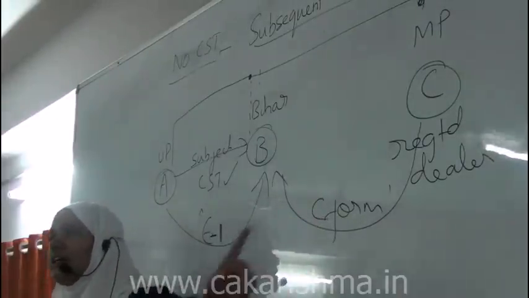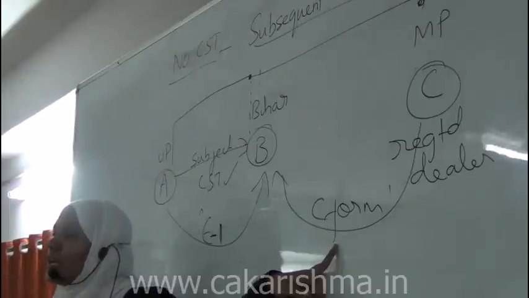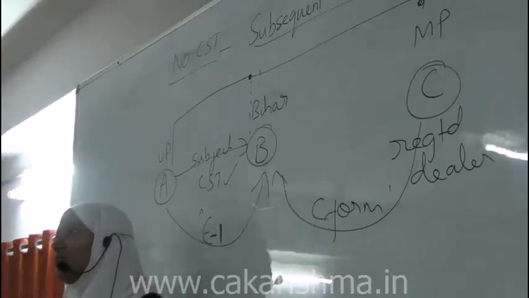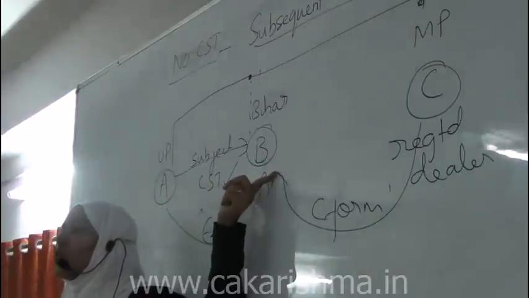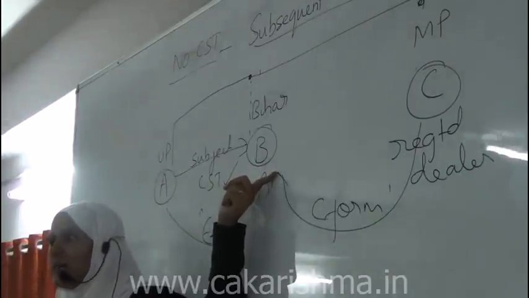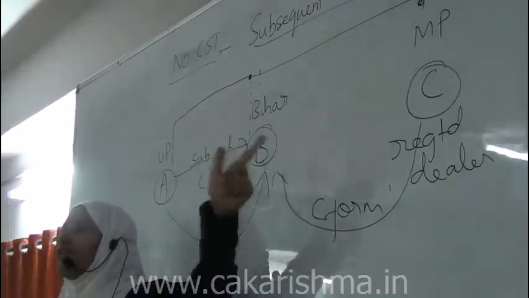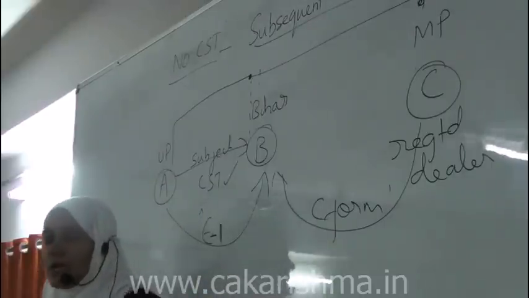How do we know he is a registered dealer? Only when he gives a C form, it means he is registered. You and I who are end consumers, we can't give C form. So that means we can't enjoy exemption. So we are asking B, if you want the second sale to be exempt, bring two things. From the previous seller, bring E1. From your buyer, bring C form. Then this will be exempt.